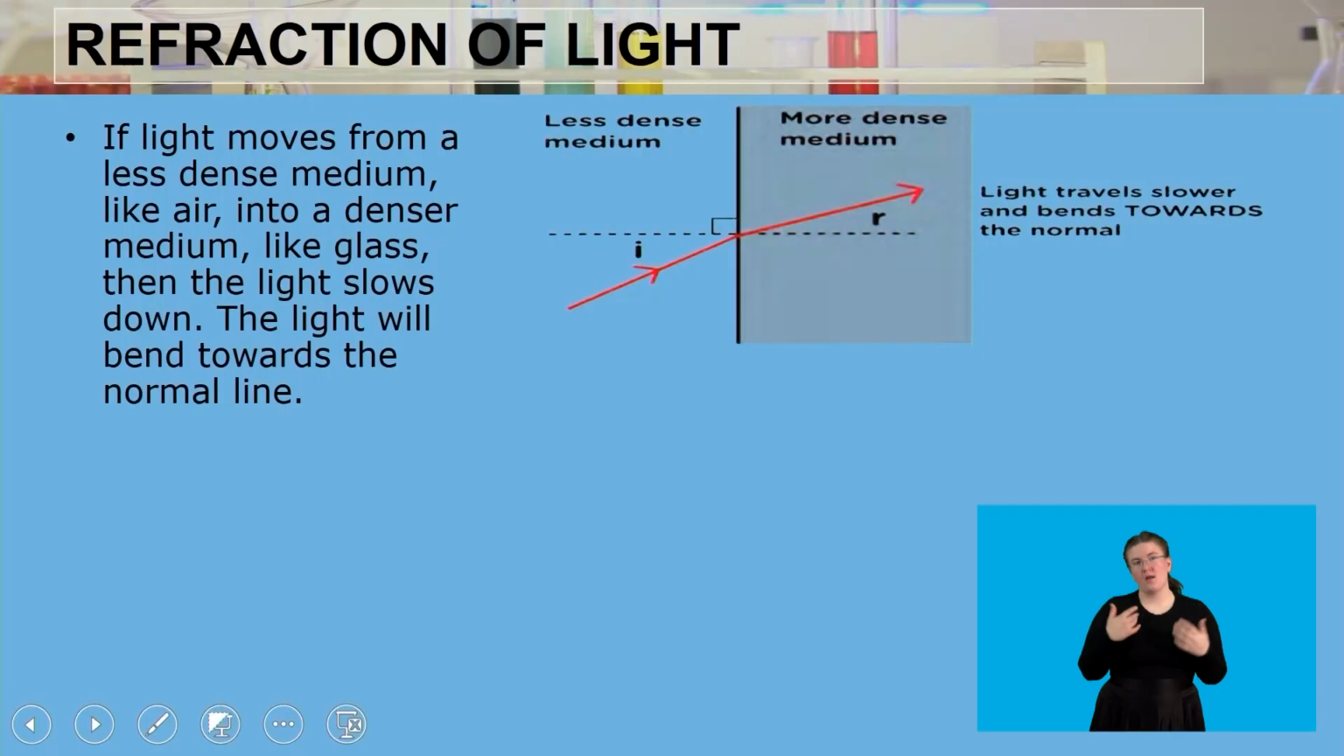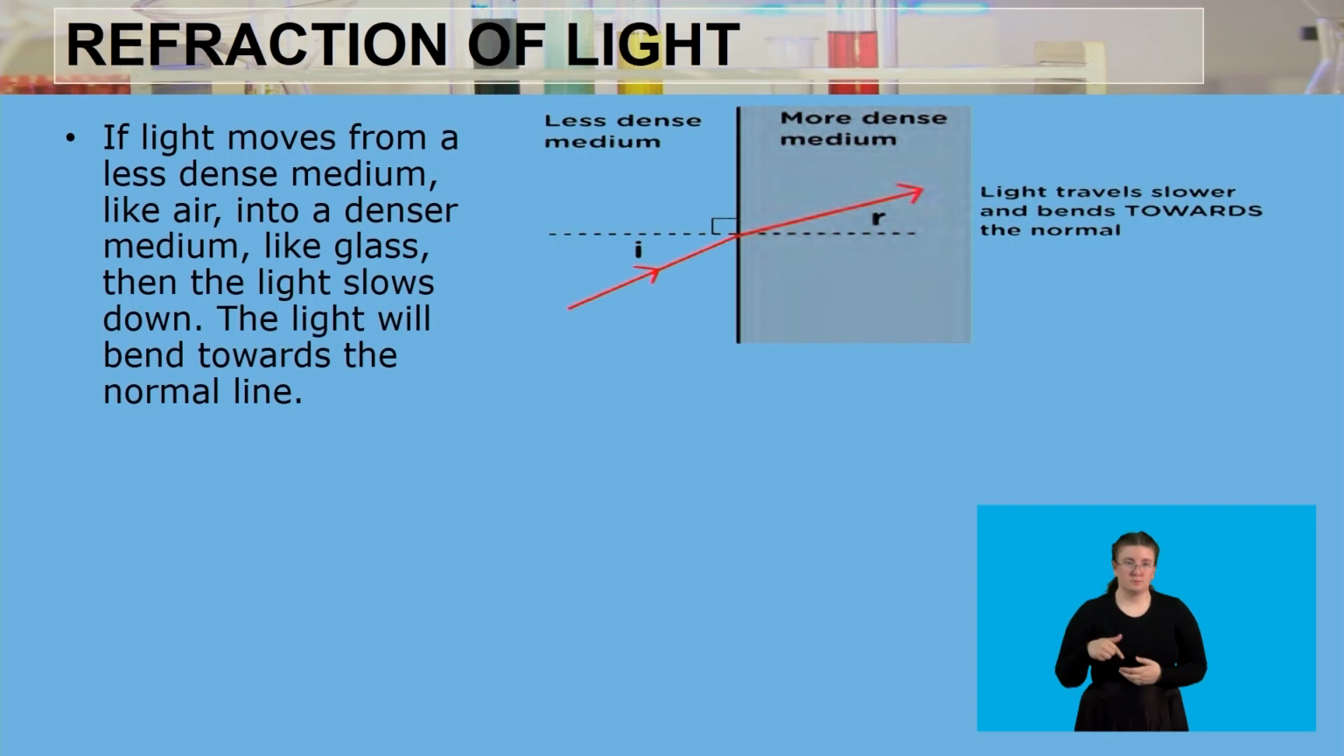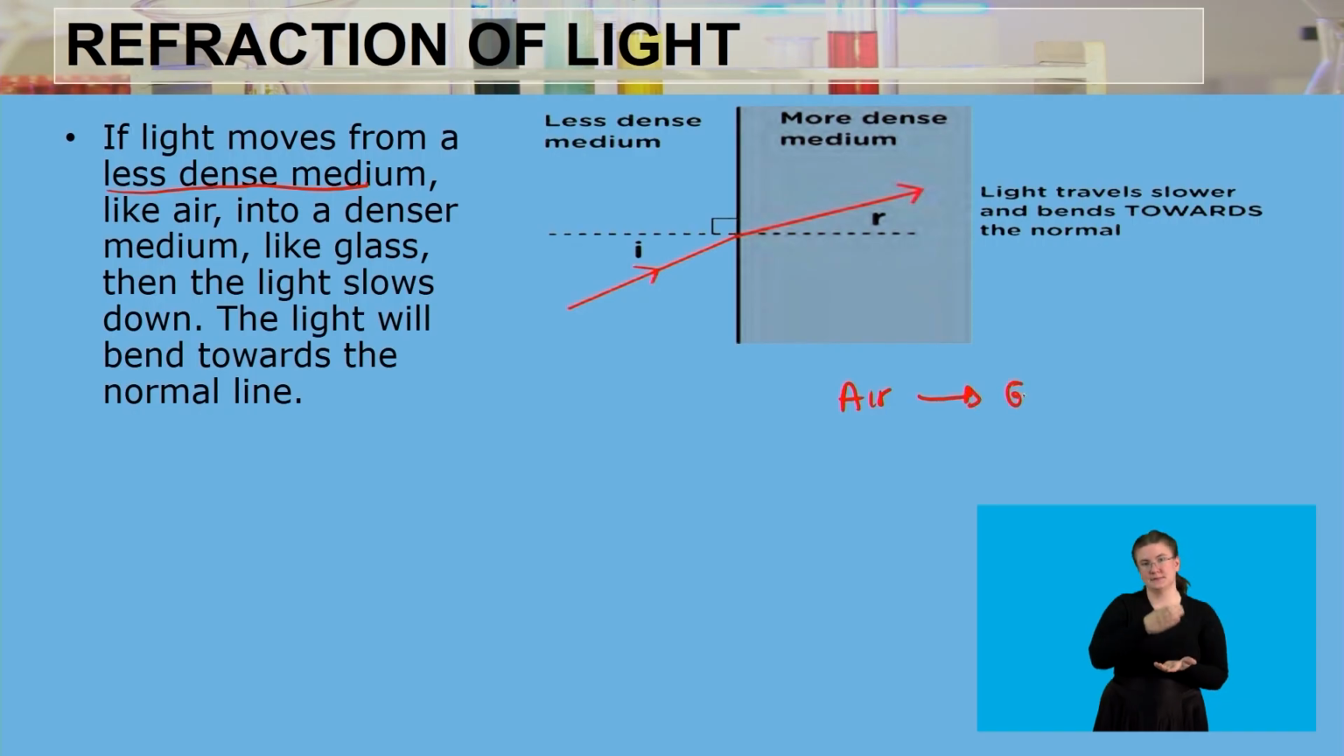What we are saying is, if light moves from a less dense medium like air into a denser medium like glass, so moving from air to glass, then the light slows down, as we have said. Less dense to more dense, light slows down. But from more dense to less dense, the light is going to increase in terms of speed.